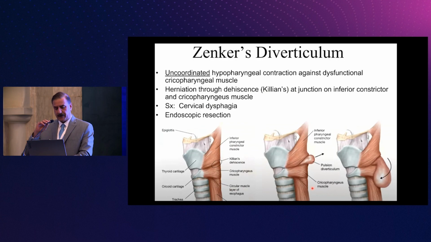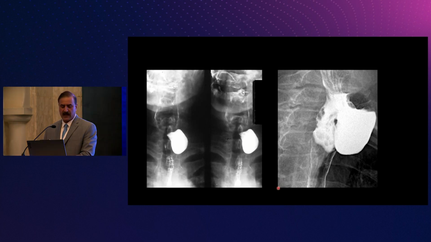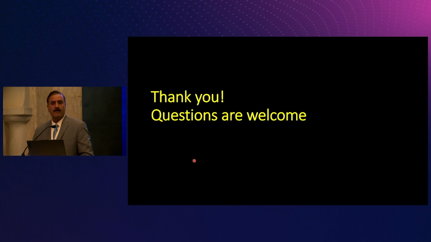The final slide that I have is the Zenker's diverticulum. You don't really need to get a CT of the neck to evaluate it. An esophagogram will show it. This is uncoordinated hypopharyngeal contraction against a dysfunctional cricopharyngeus muscle, and there is herniation through the Killian's dehiscence, and you can see it, as I said, very nicely on the esophagogram. You can see the contrast-filled diverticulum in the neck. Thank you.